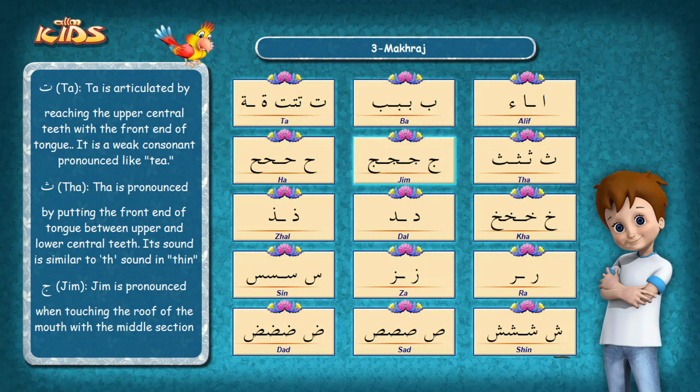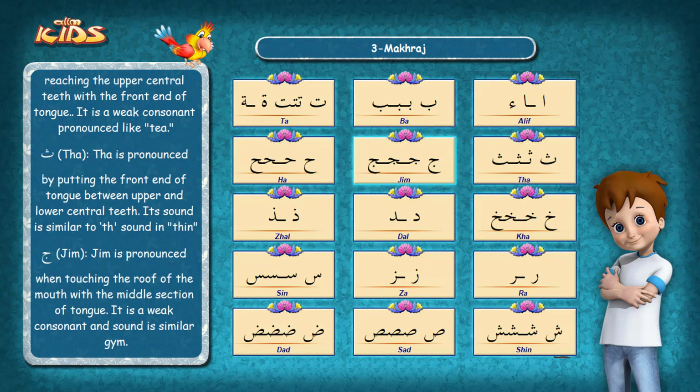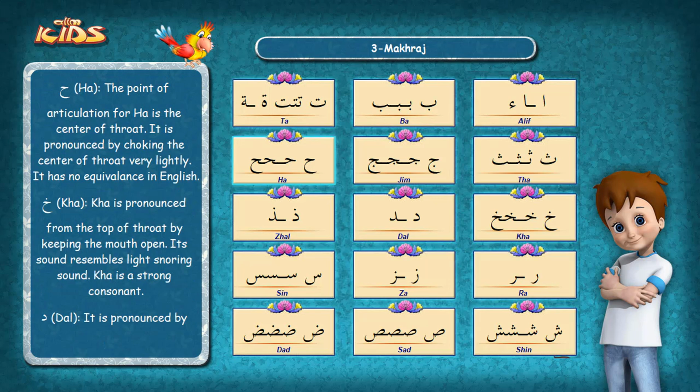Jim. Jim is pronounced when touching the roof of the mouth with the middle section of the tongue. It is a weak consonant and the sound is similar to J. H. The point of articulation for ha is the center of the throat. It is pronounced by choking the center of the throat very lightly. It has no equivalent in English.